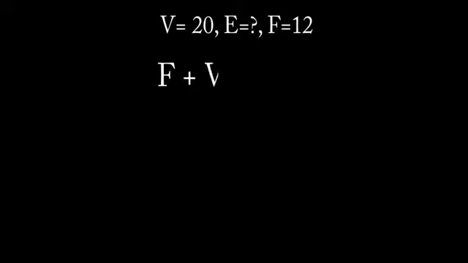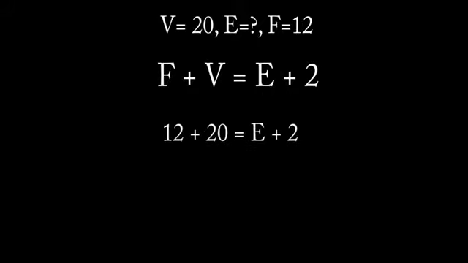Let's solve for the edges of the icosahedron. Given, V is 20, F is 12, and E is missing. Let's substitute into the formula. 12 plus 20 equals E plus 2. 32 minus 2 equals E. So the answer is 30 edges of the icosahedron.